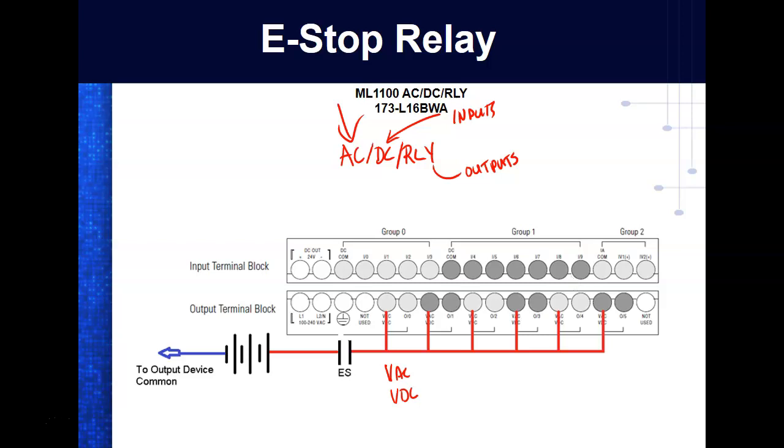So what I'm doing here is this is the common to all my outputs, and there's my emergency stop. When I hit the emergency stop, it kills the power to all my outputs, no matter whether it's AC or DC. That means all my outputs will go off. No matter what the program is telling them to do, all the outputs would go false because they don't have power anymore, right? You understand that?